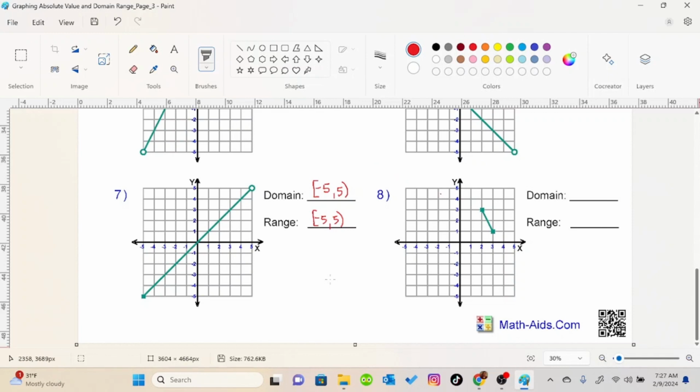And number 8, our domain starts at x equals 2, included because of the solid point, and goes until x equals 3, included because of the solid point. Our range starts at y equals 1, included because of the solid point, and goes until y equals 3, included because of the solid point.